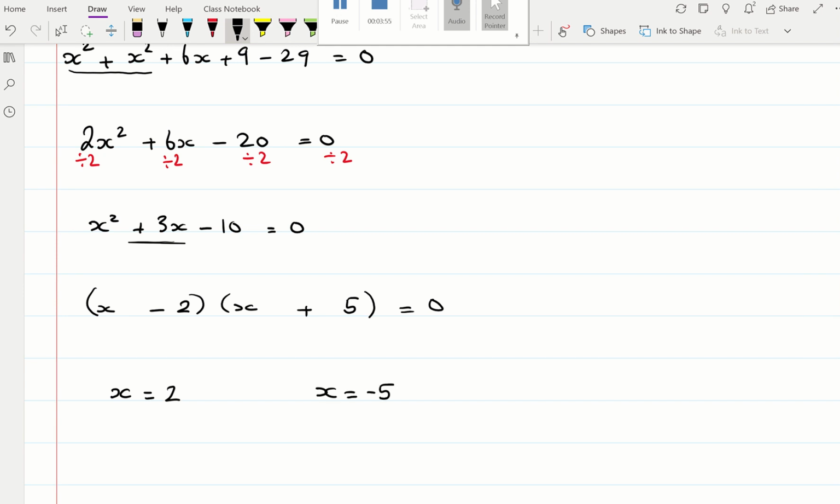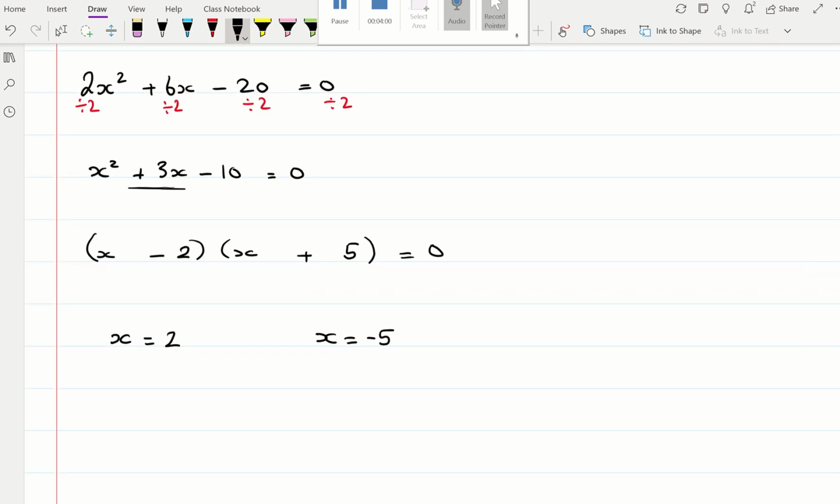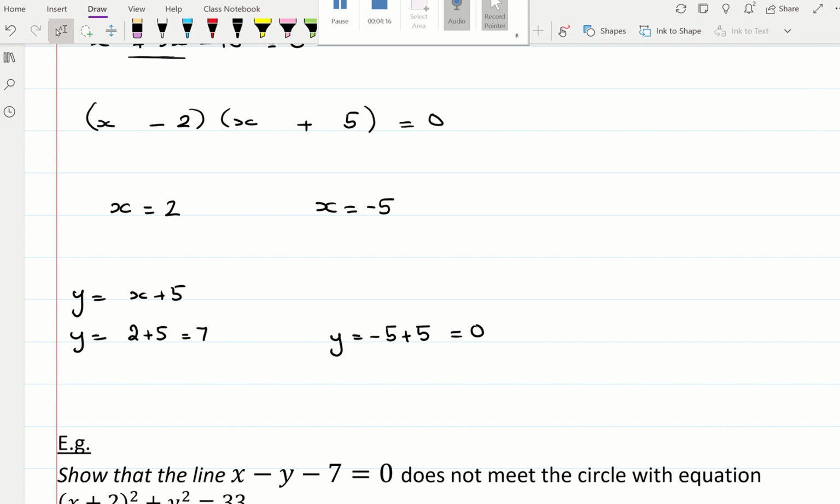Now that I found my values for x, I want to find my values for y. y equals x plus 5. So y is 2 plus 5, which is 7. And y equals negative 5 plus 5, which is 0. So the coordinates, because they've asked us for coordinates, are (2, 7) and (negative 5, 0). These are the coordinates where the circle and the line intersect.